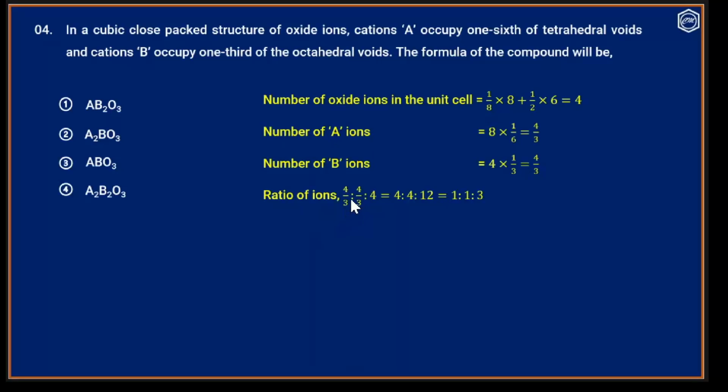So the ratio of ions will be 4 by 3 is to 4 by 3 is to 4. That is 4 is to 4 is to 12, or 1 is to 1 is to 3. So therefore the formula will be ABO3. So option 3 is the correct answer.